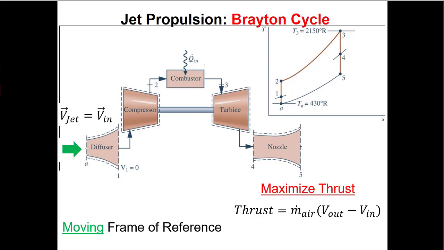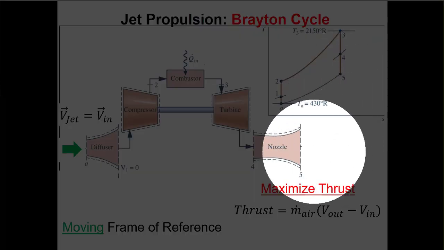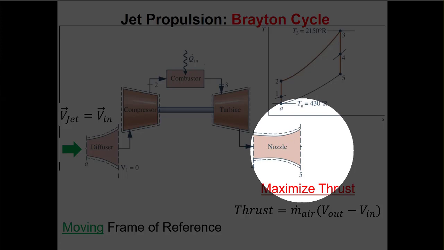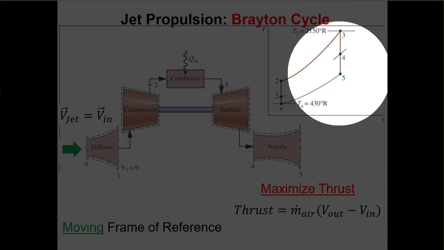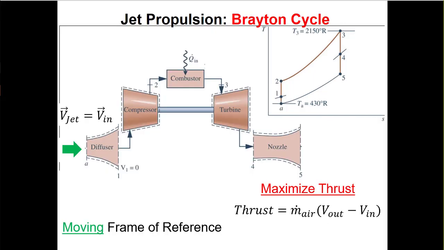The point of the turbojet is to maximize the thrust, and the way we do that is by getting the air to move as fast as we can out the back of the jet. So as we take down the enthalpy here from 4 to 5, what the nozzle does is it takes that energy and turns it into kinetic energy at the nozzle exit, right?